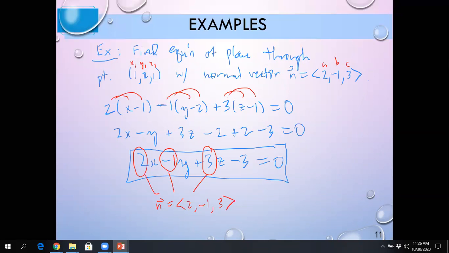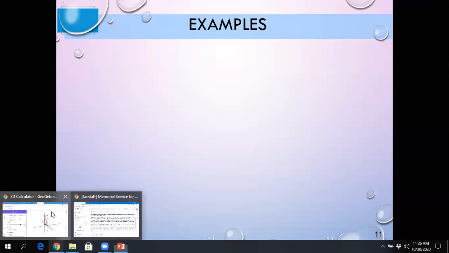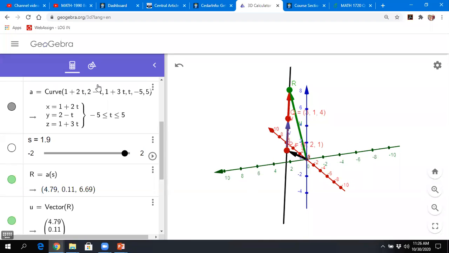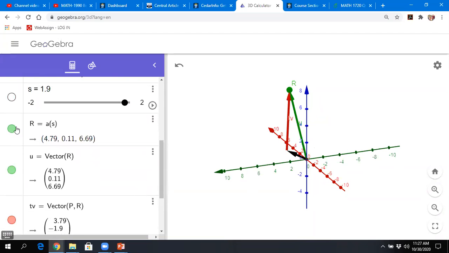I want to go actually, so 2x minus y plus 3z minus 3 equals 0. But any questions on this before we go look at this in a graphing program? All right, let's go over here. Here we go. Let me get rid of all this junk. I'm going to turn all of this off.